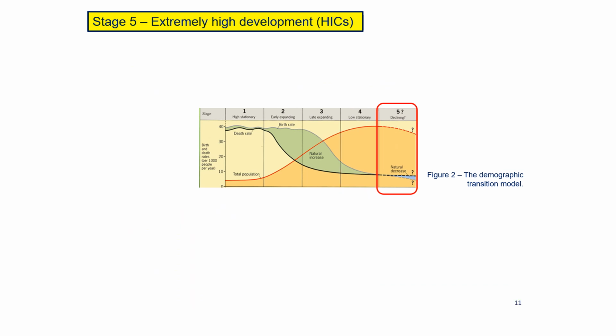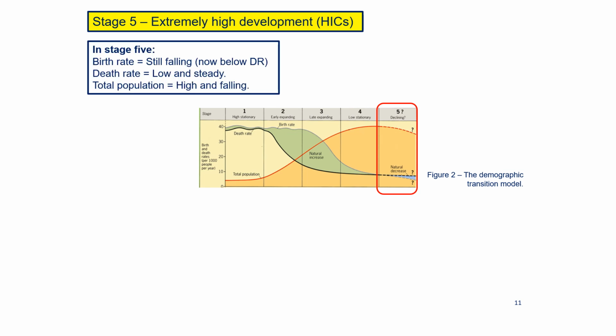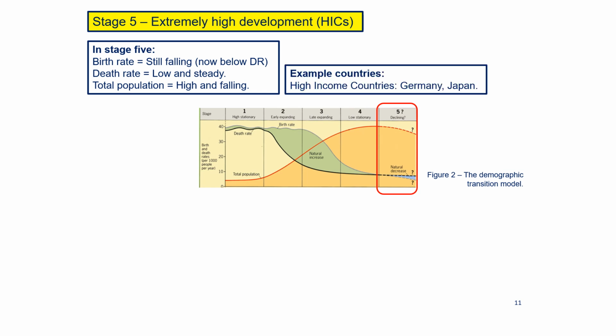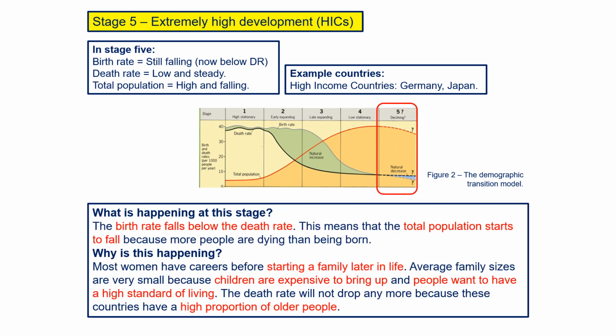And then finally we get to stage 5, extremely highly developed countries. The birth rate is still falling and now it's below the death rate. The death rate is still low, and what we see here is where the birth rate drops below the death rate, we have natural decrease. Countries this is happening in are high income countries like Japan, and why this is happening is that the birth rate is low due to many women focusing on their careers over having a family. In addition, childcare is really expensive. People would rather have a higher quality of life than spend money on paying for childcare and raising a family, so the birth rate drops.